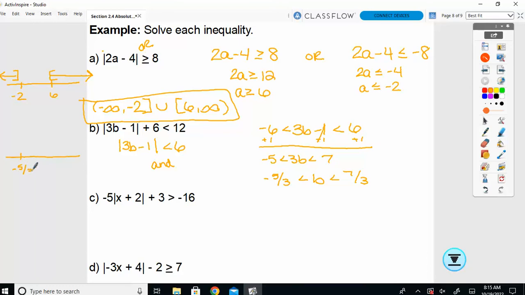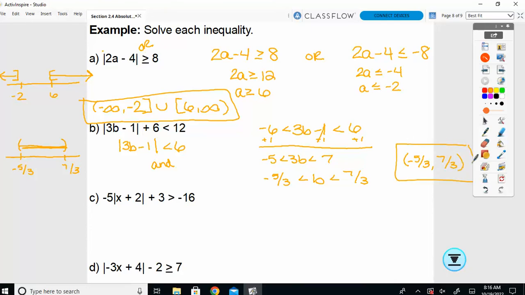You don't have to make a number line, but I'm going to do it just to illustrate what's happening. It says that my b is larger than -5/3 and smaller than 7/3. So my answer here is just everything between those two numbers. So the interval is -5/3, 7/3, and it gets parentheses because there was no equal to.